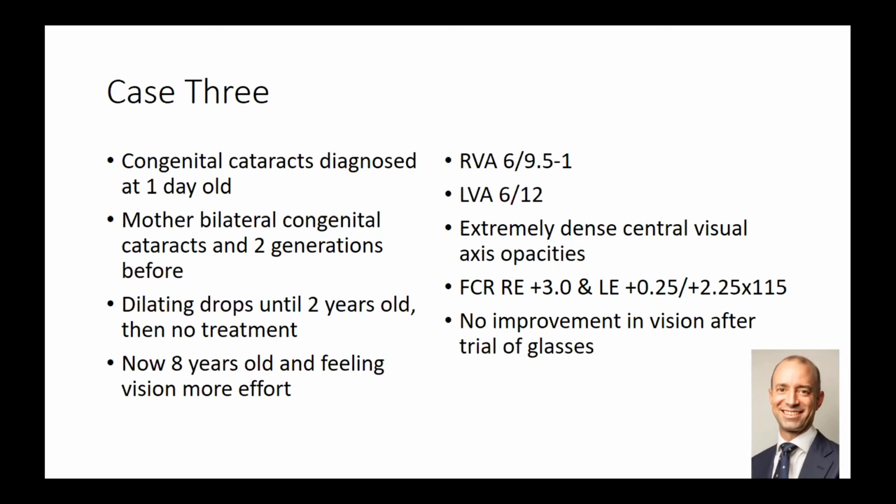He had a cycloplegic refraction performed again, which is very important when you're dealing with any component of cataract and amblyopia. And this showed 3 diopters of hypermetropia in the right eye, and the left eye was mostly astigmatism, measuring 2.25 diopters. We tried this, we gave him glasses, and there was no improvement in vision after a trial of glasses.